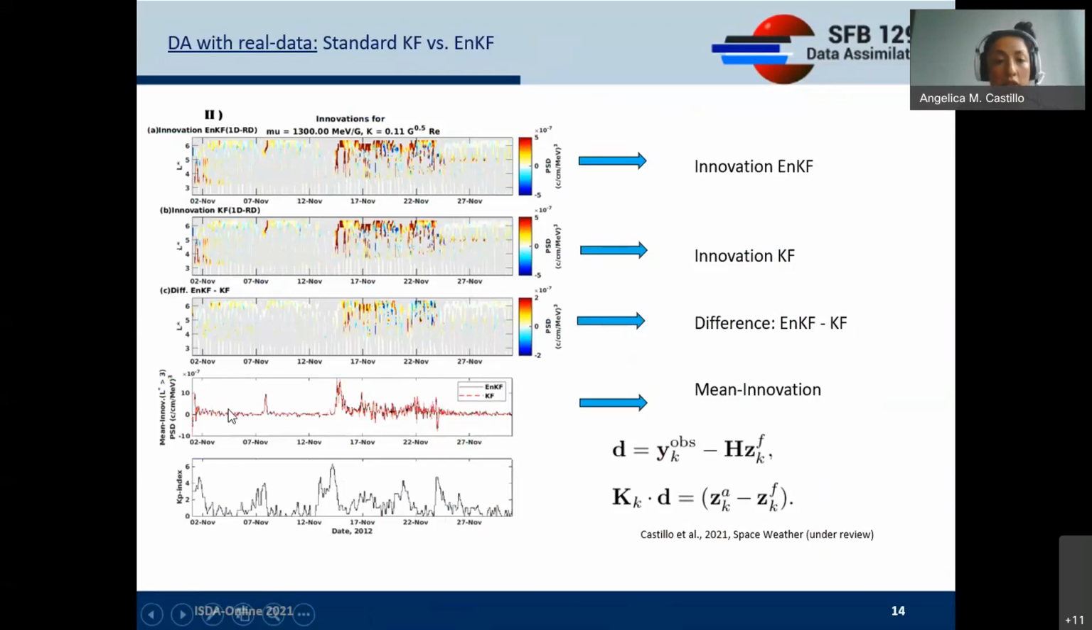We also decided to calculate the mean innovation over the whole period. The red curve is the mean innovation of the Kalman filter, and the black curve is the mean innovation of the Ensemble Kalman filter, and you can see that they cover one another pretty well. So we are very happy about these results.